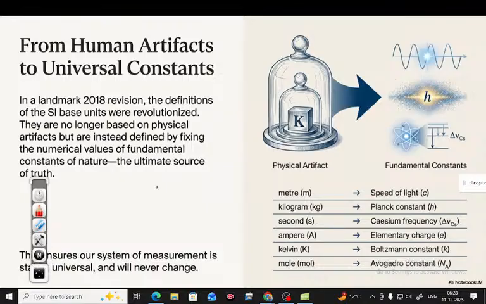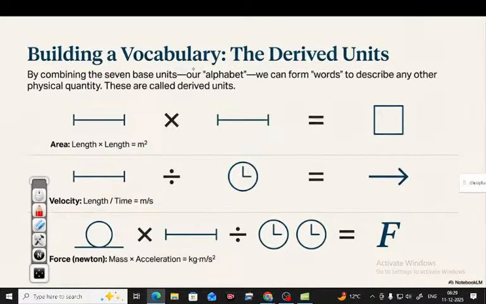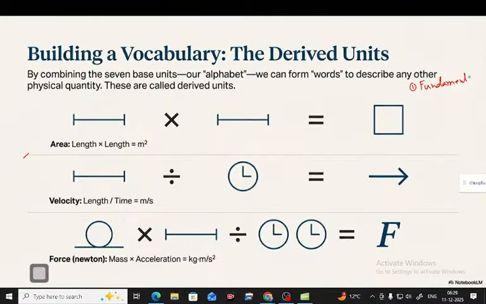Now, next, building a vocabulary, the derived units. By combining the 7 base units of our alphabet, we can form words to describe any other physical quantity. These are called derived units. That means from fundamental units, we can find the derived units also. There are two types of units. One is fundamental units, and number 2 is derived units.